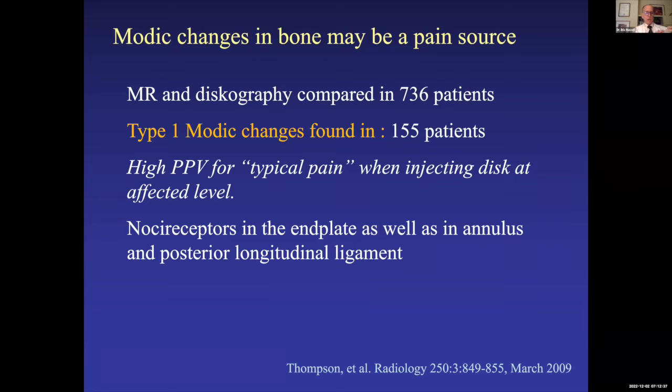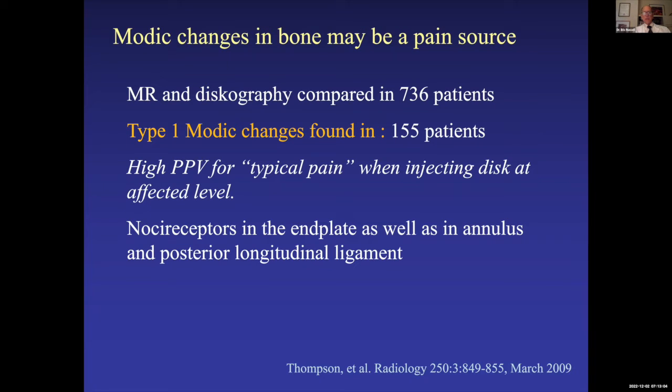A normal disc should elicit no pain when you inject contrast into the center of the disc, whereas an abnormal disc may be a pain generator. And if you inject the disc and the patient says, "Hey doc, wow, that hurts and that's my usual pain," then you can be pretty sure that that may be the level that the pain is being generated from in that patient.